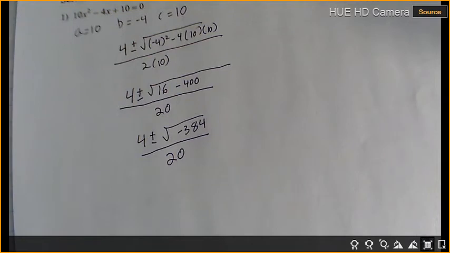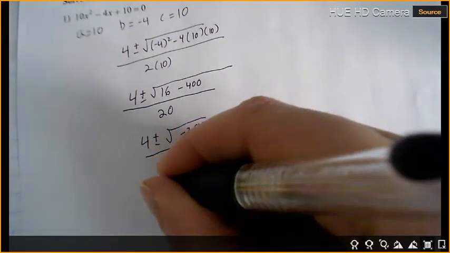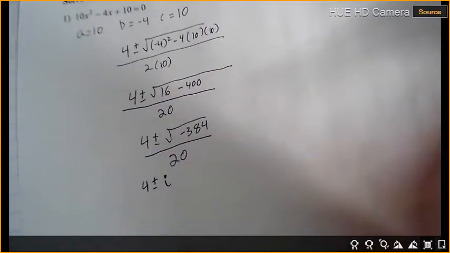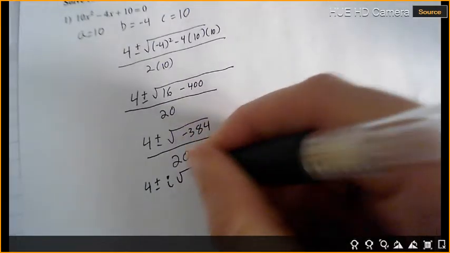Okay. So we cannot have a negative answer here. So the first thing we're going to do is we're going to say, okay, 4 plus or minus, and I'm going to bring an i out. So that's a negative 1. Square root of negative 1, 384.